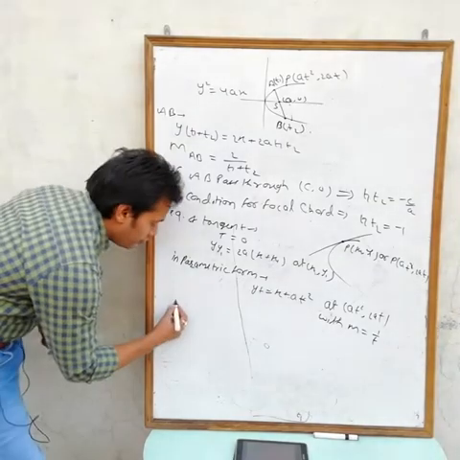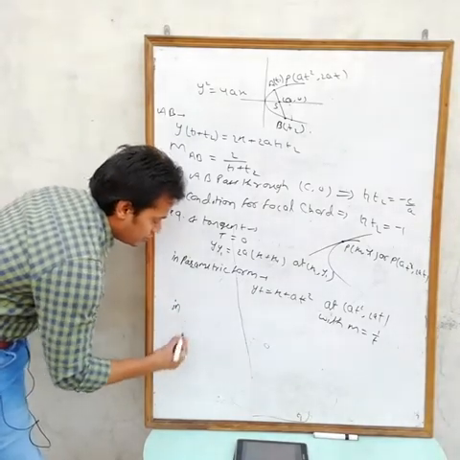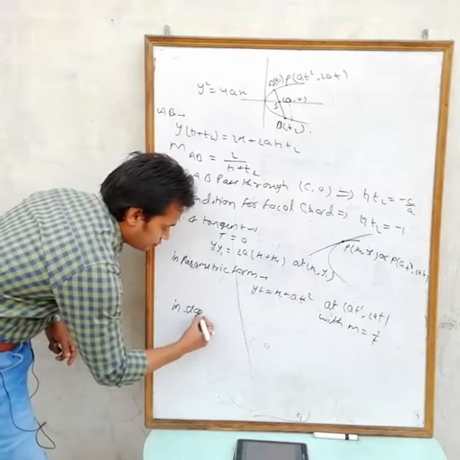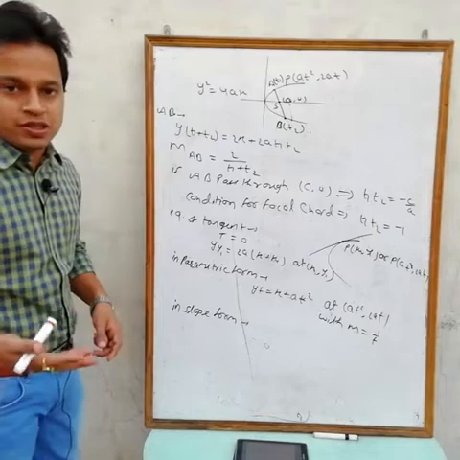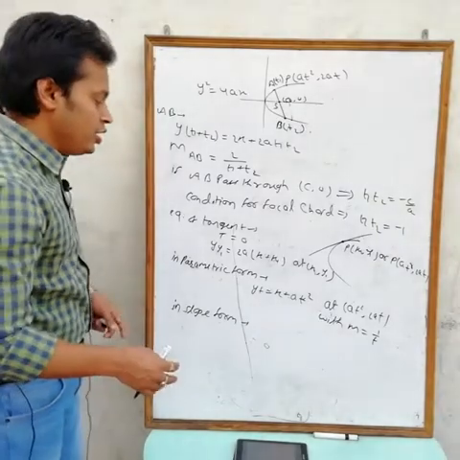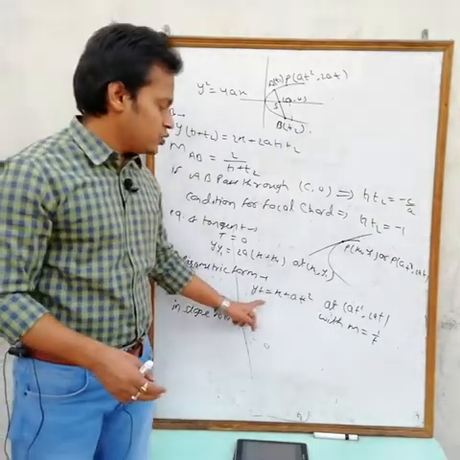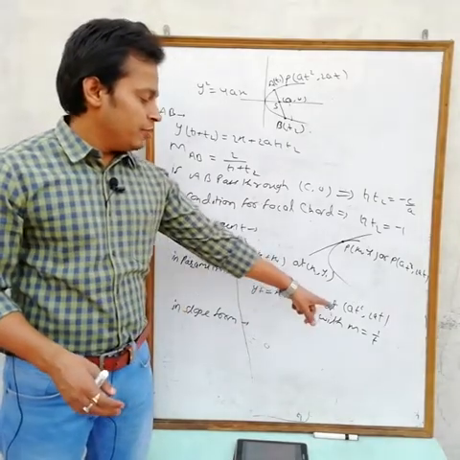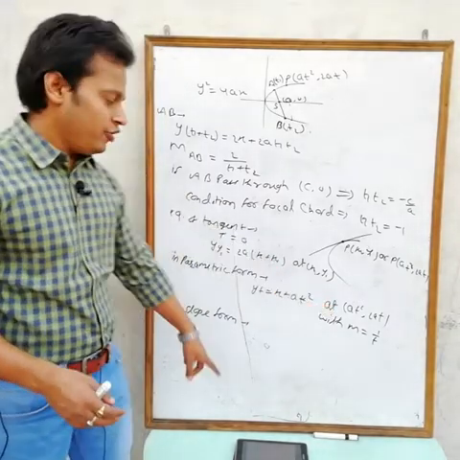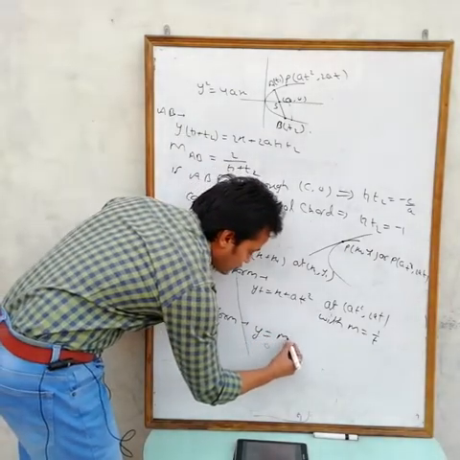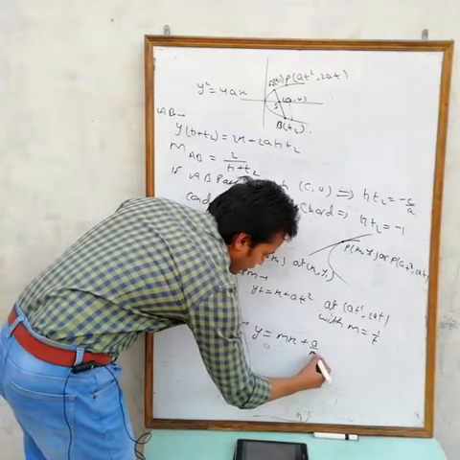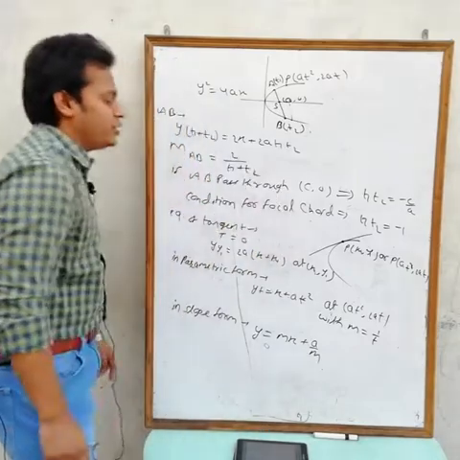Now if you want the equation of the tangent in slope form, it means y equals mx plus something, where slope is m, then you can convert this into slope form by replacing t with 1 by m. If you replace t with 1 by m, at the end you will get y equals mx plus a by m. This is the equation of tangent in slope form.